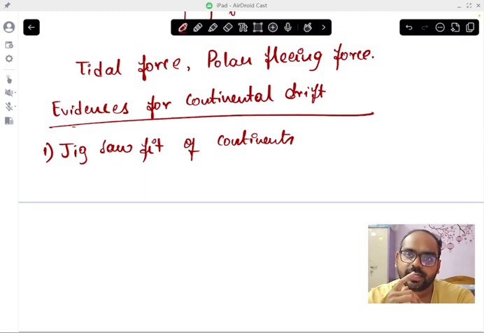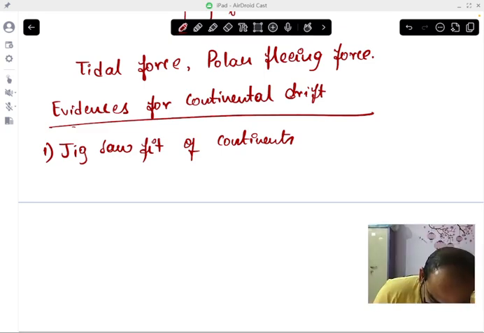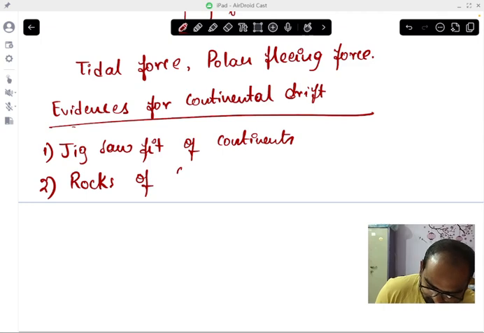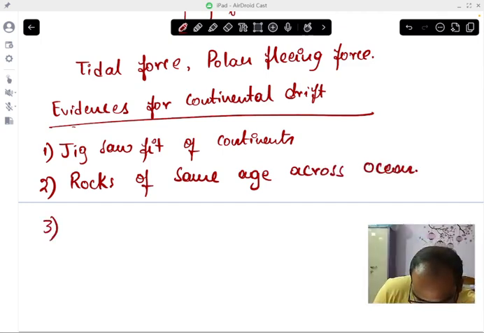Another one is tillite. Sorry, the second one is rocks of same age across ocean. The third evidence is tillite.